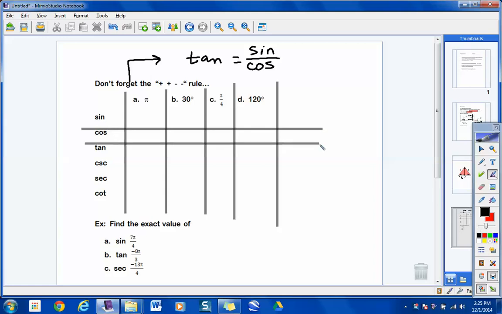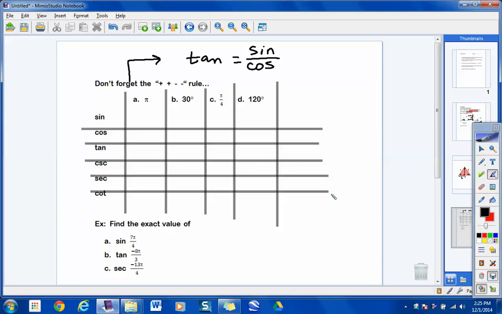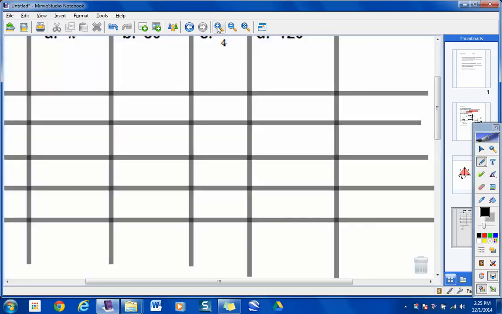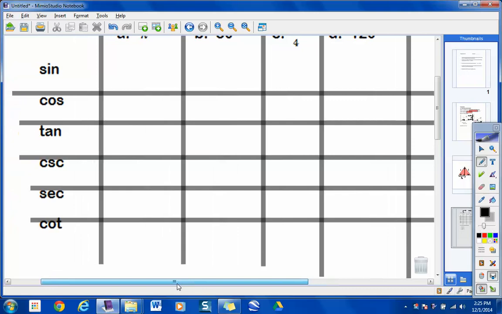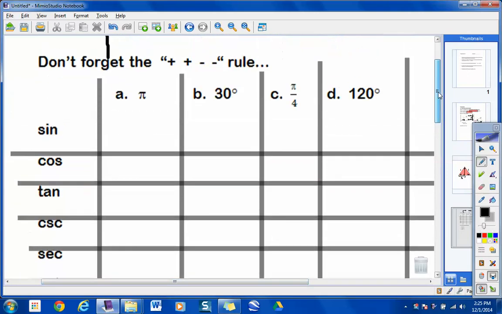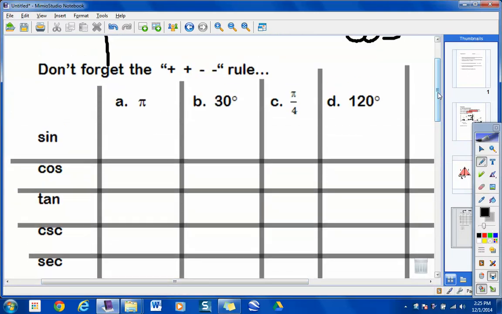And your chart doesn't have to be perfect. Just draw some lines in there. Try and zoom up on this a little bit. All right, let's start with our reference angle of pi right here, okay, guys? So find your angle pi, okay? That's clear over on the left in your unit circle, isn't it?